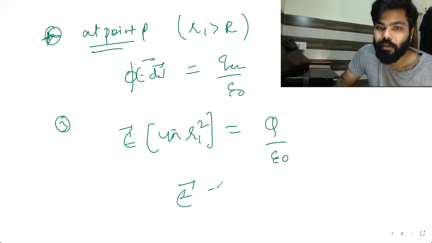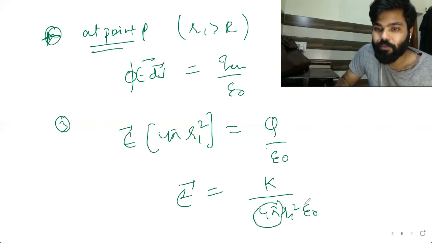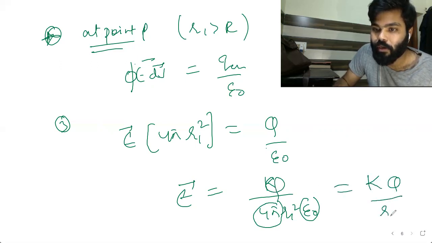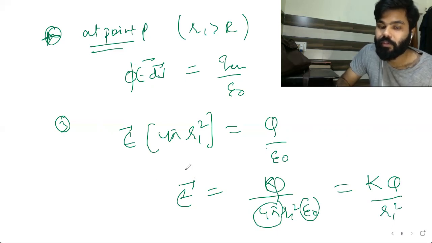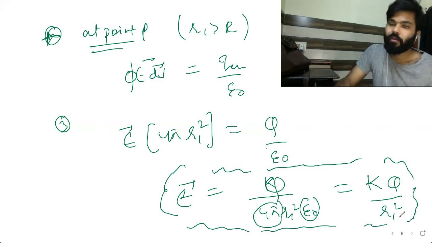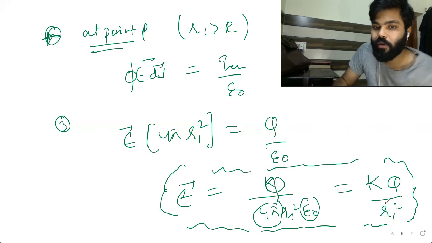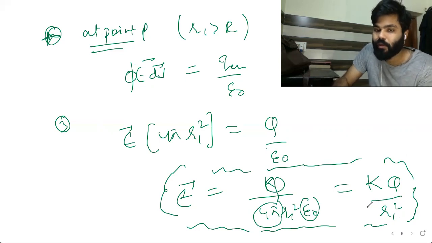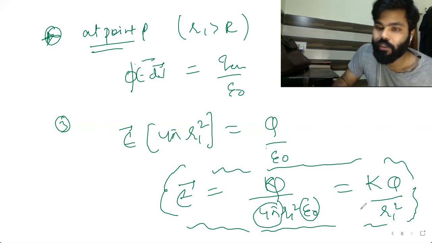So E once again comes out to be Q over 4 pi R1 square epsilon naught, and you can write 1 over 4 pi epsilon naught as K. So it becomes KQ over R1 square. This is once again like a point charge. So we are done with the electric field by the solid sphere at an outside point.